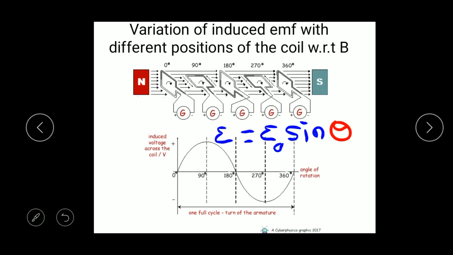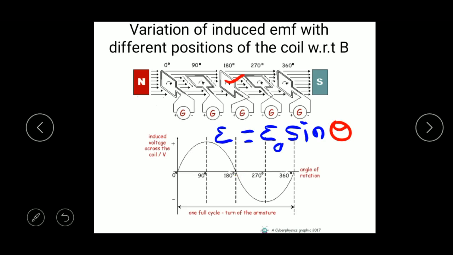And third case, what happens? Theta is equal to 180 degree. Theta is equal to 180 degree means the plane of the coil is perpendicular to the magnetic field. That means E is equal to E naught sine 180 degree. So sine 180 degree is equal to 0. Therefore the induced EMF is equal to 0 at theta is equal to 180 degree, right? At 180 degree the EMF is equal to 0.